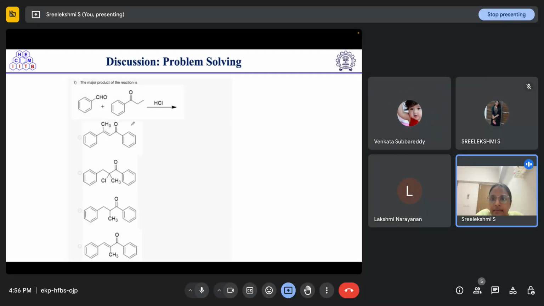So here benzaldehyde is there and this ketone is there. So what will be happening? Reaction it is.